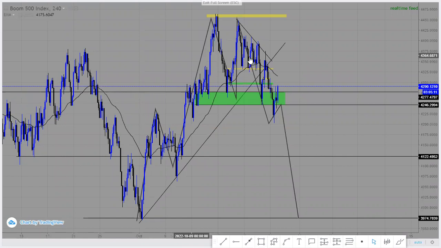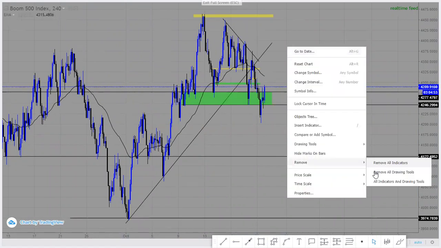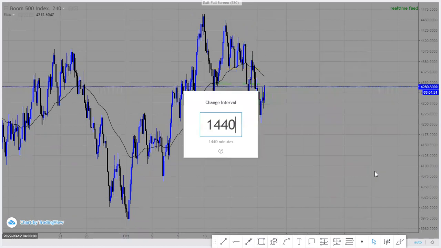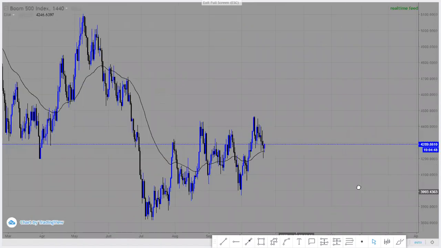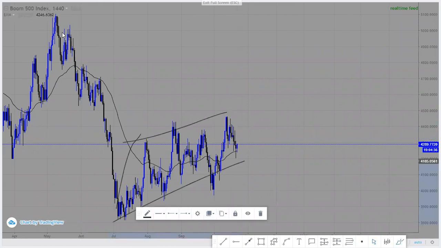Right. So Boom 500, if you remember what we spoke about yesterday, we spoke about the market structure. Why did we say that? We said that based on what we are seeing on Boom 500. If you remember, we also identified that it was moving in sort of a sideways way after this bearish push. Maybe it can continue like that.